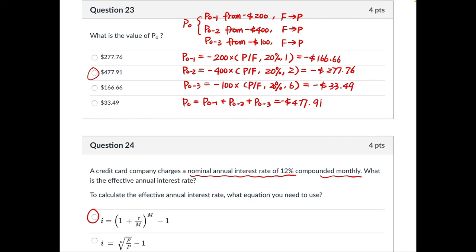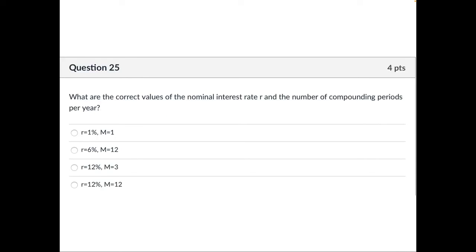But to use this formula, you need to determine what is R, what is M. R is the nominal annual interest rate, which is 12%. M is the number of compounding periods per year. Because it's compounded monthly, it's compounded every month. So for a year, it's compounded how many times? Because there are 12 months a year, it's compounded 12 times. So M is 12. So in this question, R is 12%, M is 12.